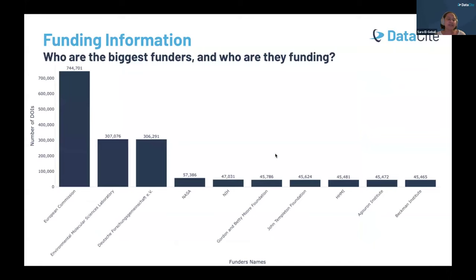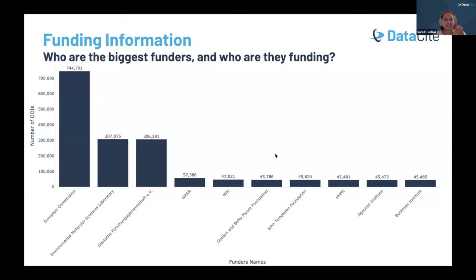First of all, because it allows us to answer the question of who are the biggest funders and who are they funding. So this chart shows us the top 10 funders based on the number of DOIs that include funding information. And this gives us insights into the flow of financial support. But here we see the major contributors, including the European Commission, Environmental Molecular Science Labs, and DFG, which is the German Research Foundation. Is this a true reflection of the reality?